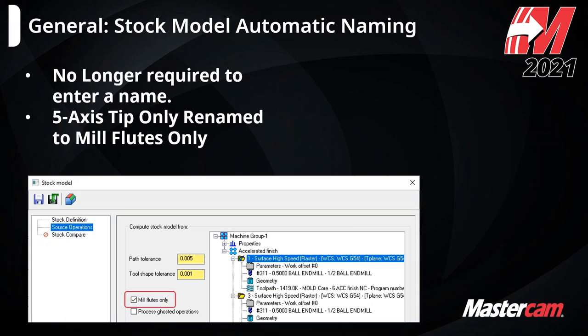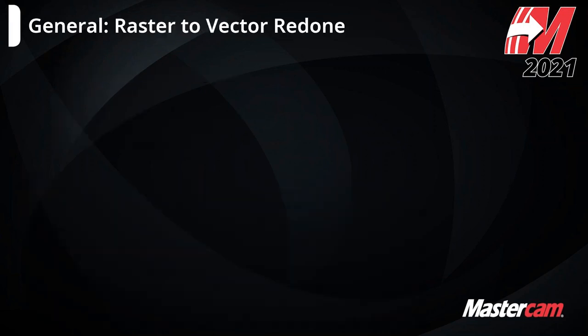So the stock model will process a lot faster if it's only looking at a portion of the tool as versus the full assembly. Conversely, you can uncheck that if you want to make sure to check it against everything. A lot of people use verify or backplot to learn where the holder and other components of the tool are going.